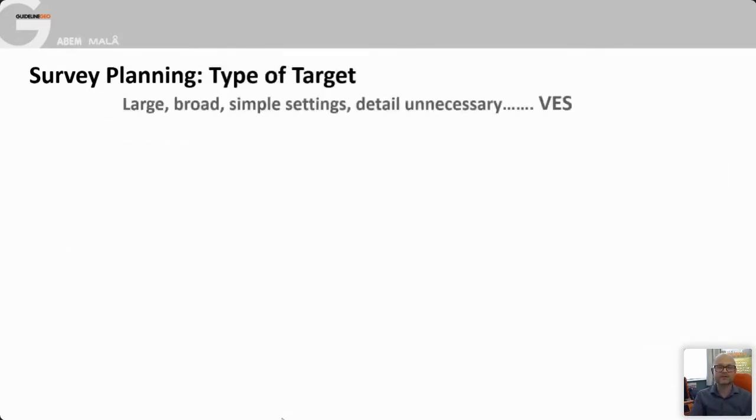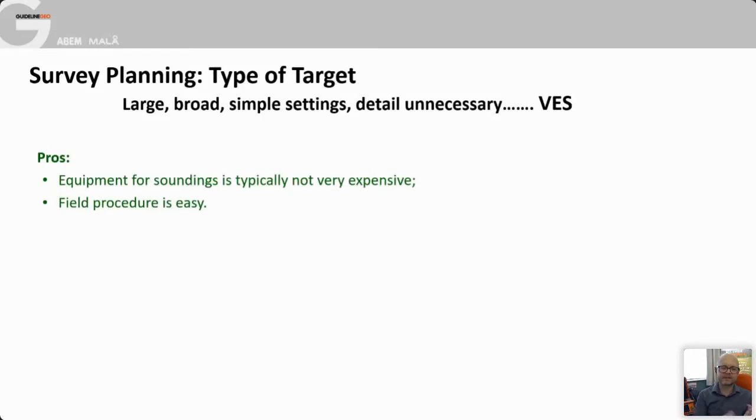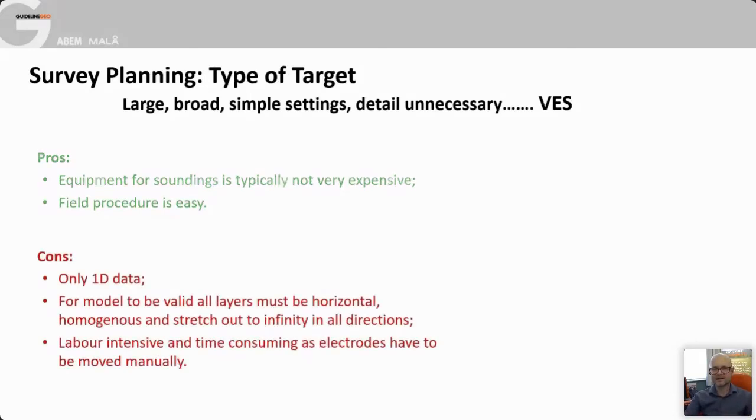So if we're satisfied that we should be able to do that, then we can look at the other parameters of the target. So if it's something big, broad, like an aquifer in a porous geological unit, then something like VES is quite a useful tool to use. It's very simple equipment. The field procedure is nice and easy, so it's quite good for doing sort of search surveys over large areas.